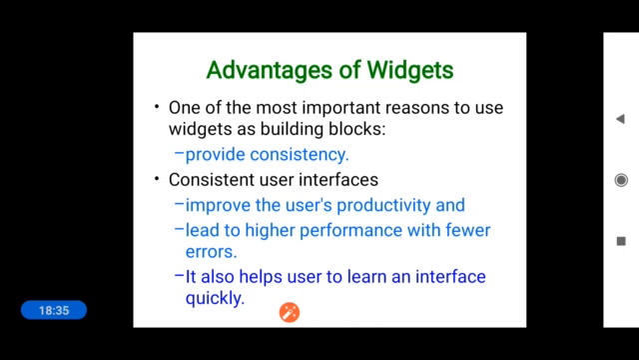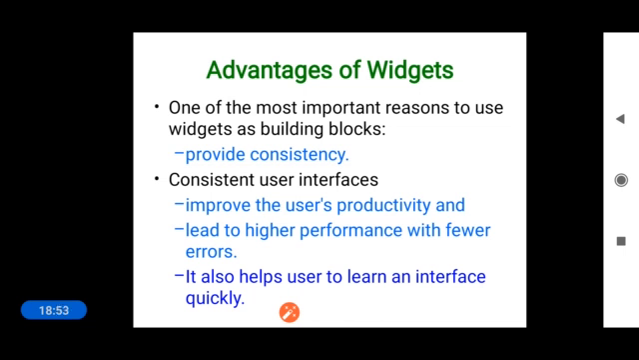So the major advantage of these window objects is they provide consistency. If there is consistency, obviously it will improve the speed of learning of the user interface. Obviously it will reduce the recalling effort of the users to use the user interface.